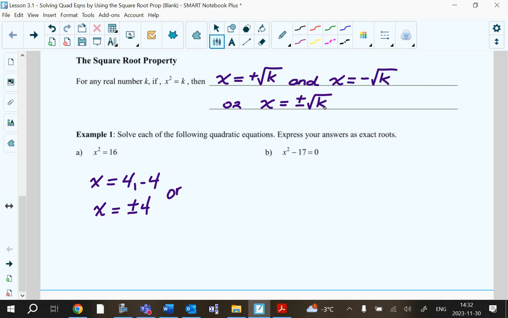So really what we did here to solve for x is we took the positive and negative square root to cancel out the squared, which meant we took the positive and negative square root of the 16 to get positive 4 or negative 4.